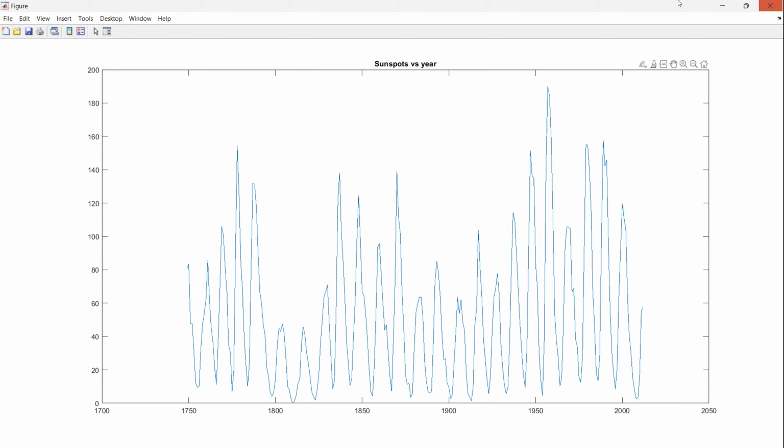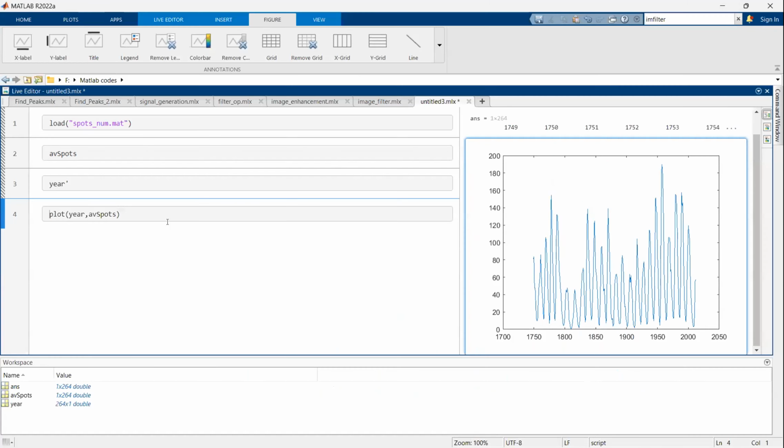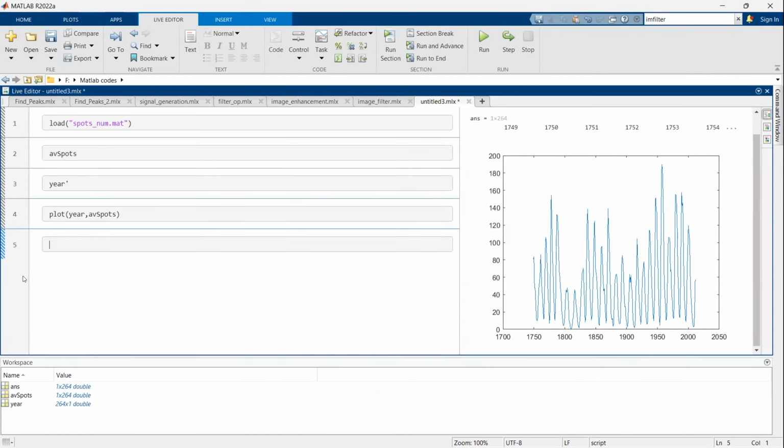Now, see in this image, what do you want to do? We want to find these peaks. I want to find this peak value. What are those peaks? Peaks means something that is in the top position, right, compared to its neighborhood values. Compared to the neighborhood, the highest points. So there is a built-in function in MATLAB that is called findpeaks. Find peaks in what? The average spots. In the average spots, I want to find the peak values.